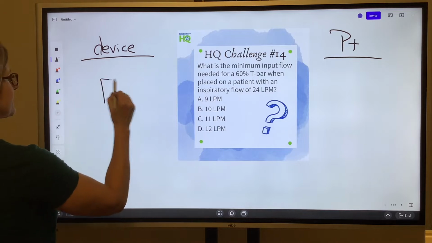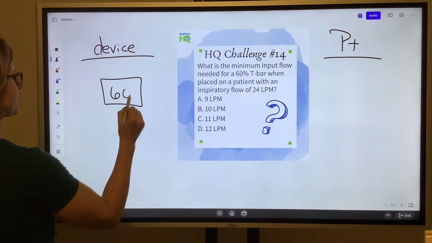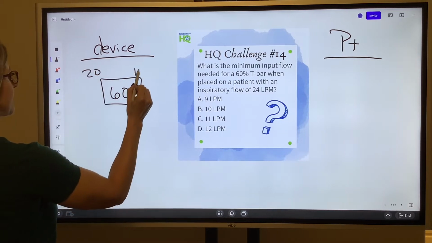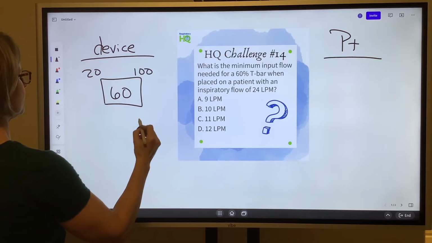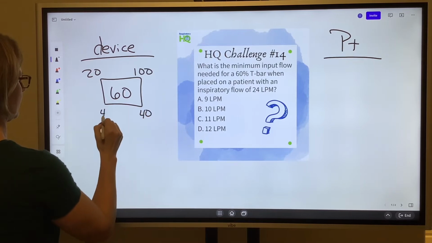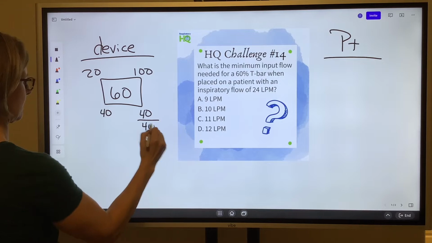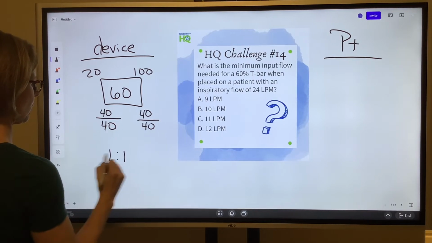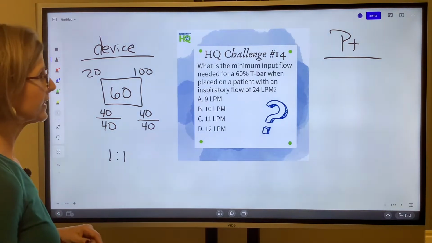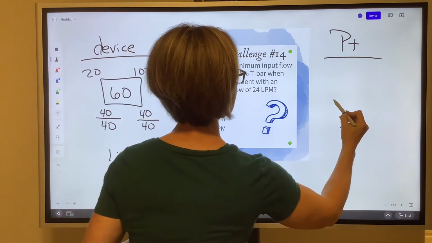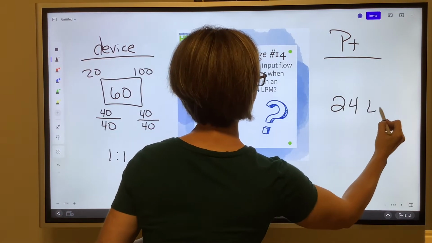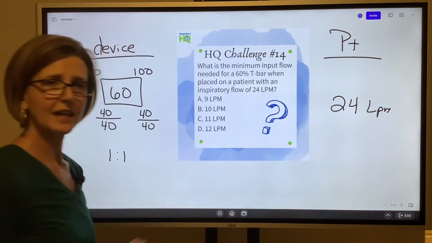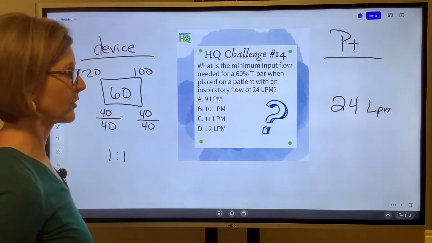This is a 60% T-bar. We have to get the air to oxygen ratio. All right, this is a 1:1 air to oxygen ratio, and the patient has an inspiratory flow of 24 liters per minute. Here's how you get the minimal flow to set on the flow meter.